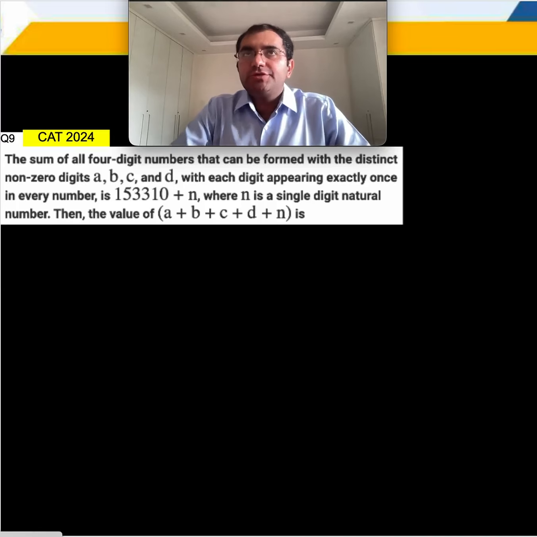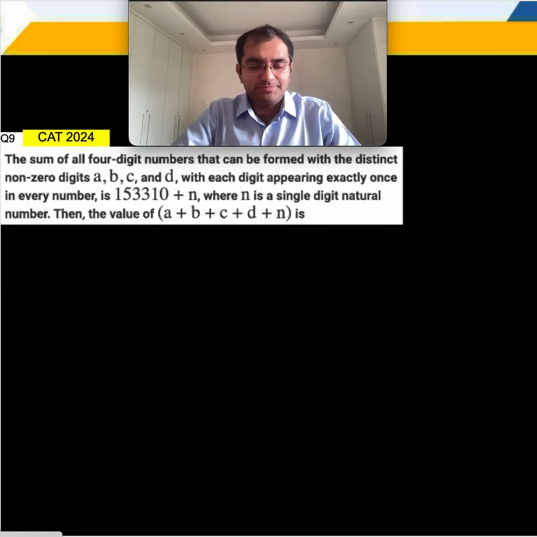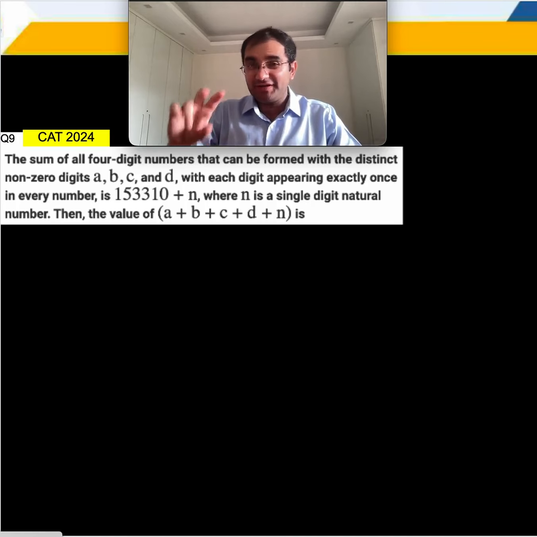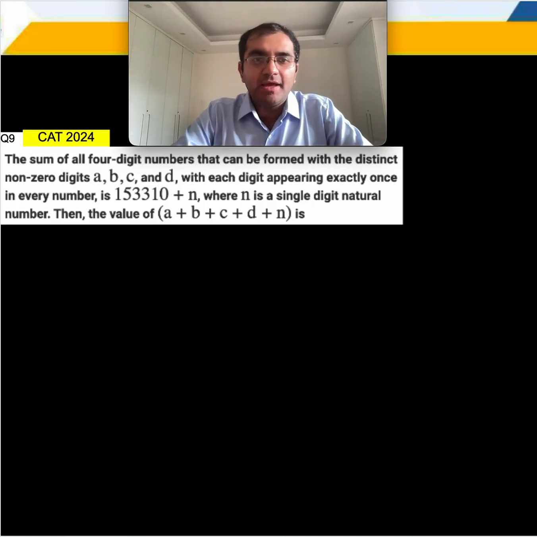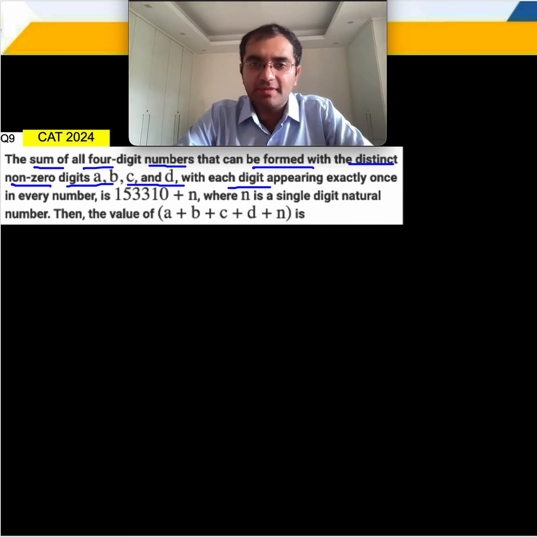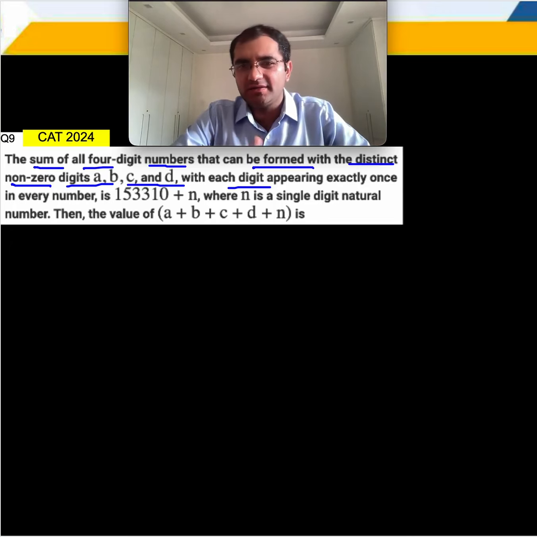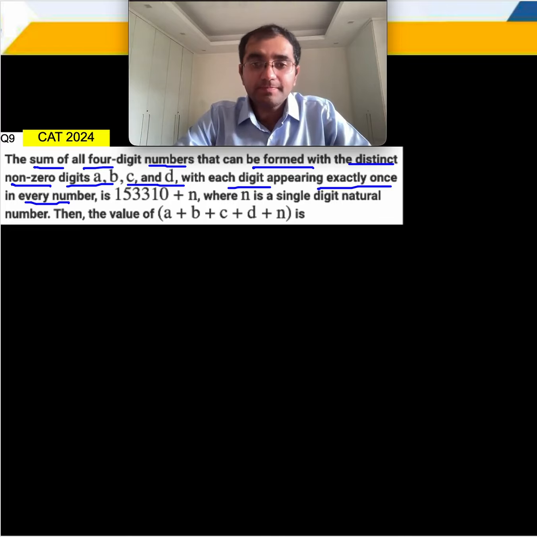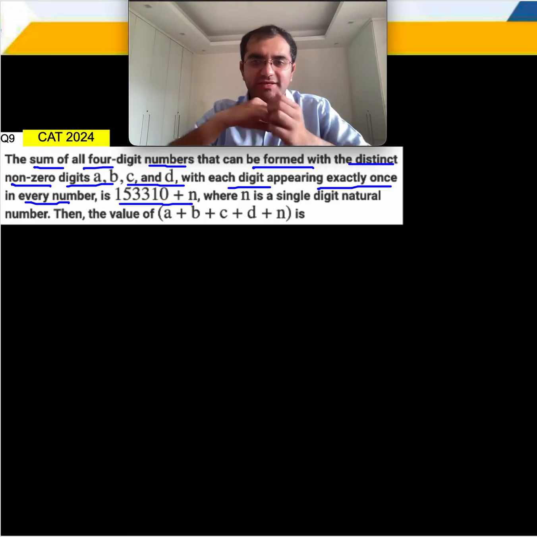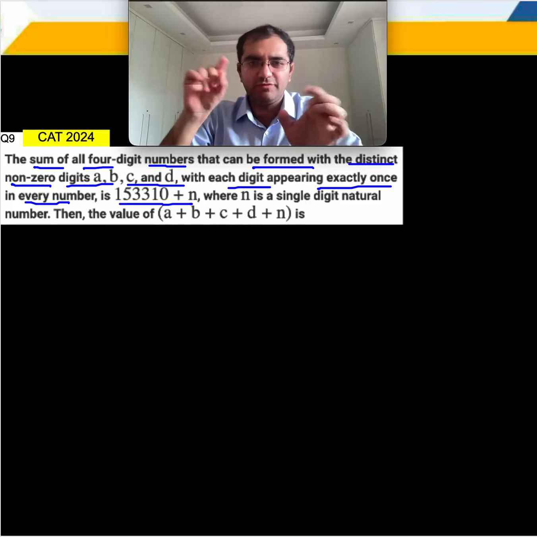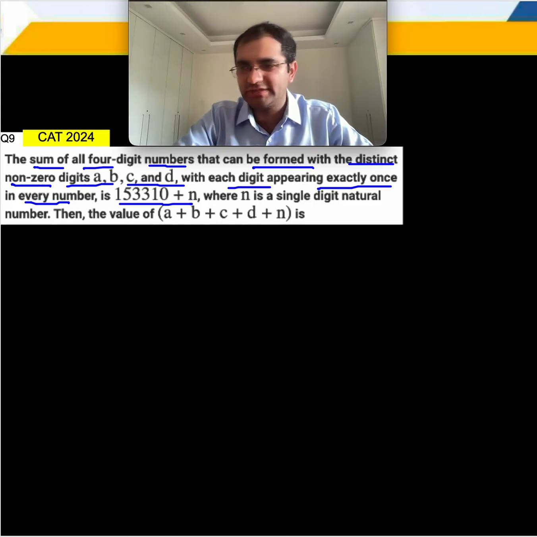Standard question from permutations combinations, but they have given it a twist. I have to find sum of all 4 digit numbers formed with distinct non-zero digits ABCD with each digit appearing once. ये पार्ट काफ़ी स्ट्रेट फॉरवर्ड है, but अगर याद रहा हो concept then इसमें आगे बढ़ सकते हैं. So the sum is 153310 plus n. n is a single digit natural number. मीन्स जो सम है वो 153310 के पास में आ रहा होगा, उससे n आ जाएगा.